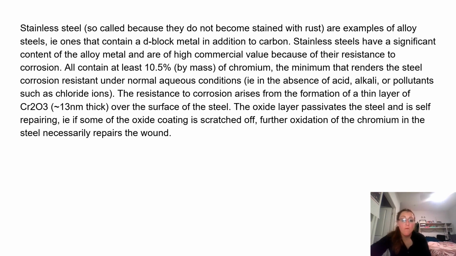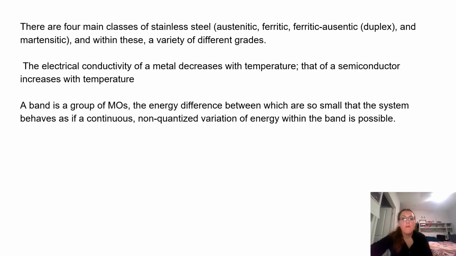The resistance to corrosion arises from the formation of a thin layer of Cr2O3, around 13 nanometers thick, over the surface of the steel. The oxide layer passivates the steel and is self-repairing, i.e. if some of the oxide coating is scratched off, further oxidation of the chromium in the steel necessarily repairs the wound. There are 4 main classes of stainless steel: austenitic, ferritic, duplex, and martensitic, and within these a variety of different grades.